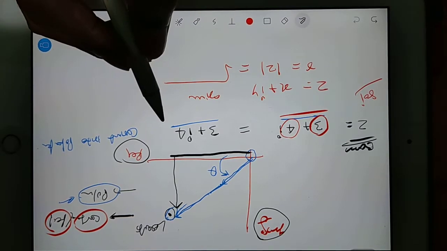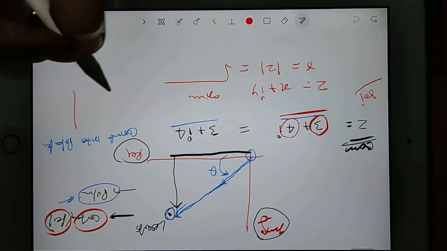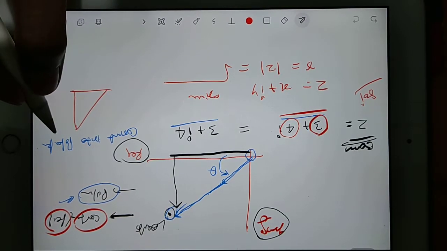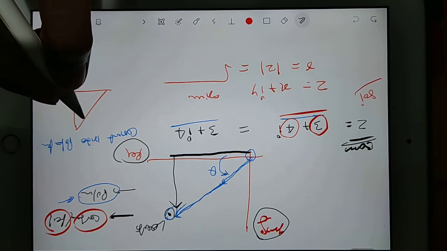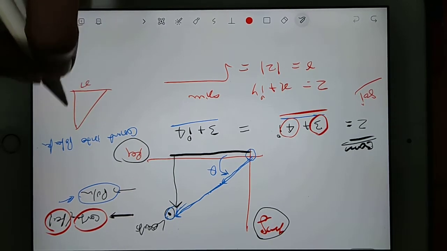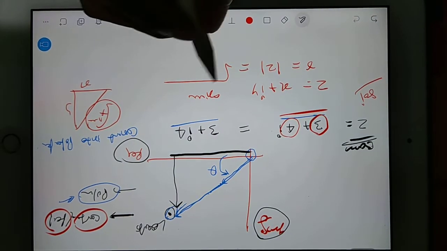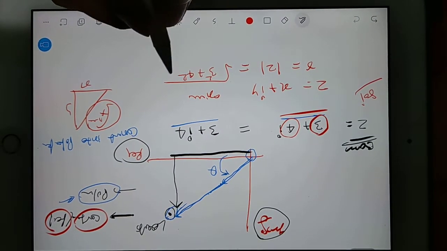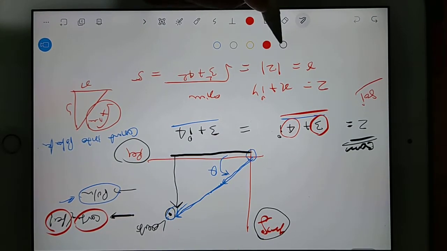You know how to find this using the theorem. I forgot the name of the theorem. Can someone recall the name of the theorem? Pythagoras theorem. Yeah, if this is x, this is y, so x square plus y square. The same way we can find it here. So this is going to be 3 square plus 4 square, and we are going to get 5. So the r value is 5.